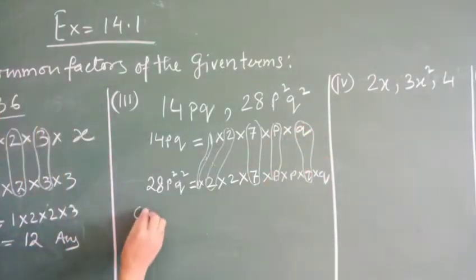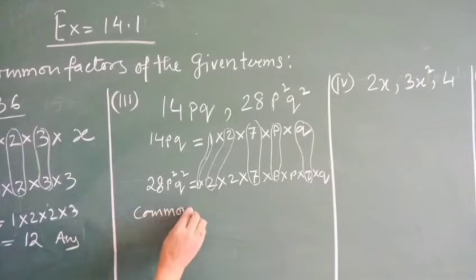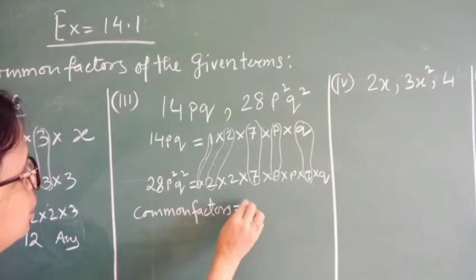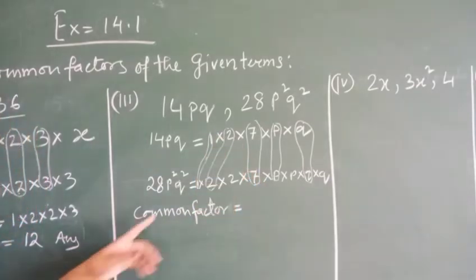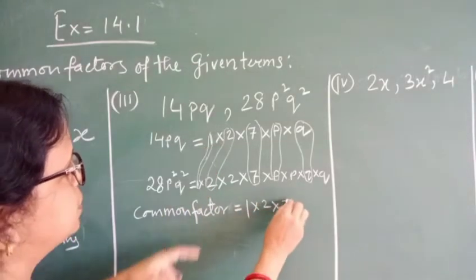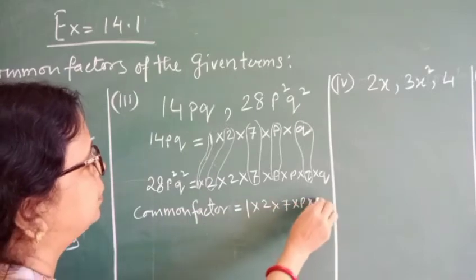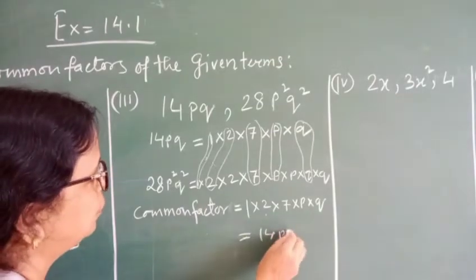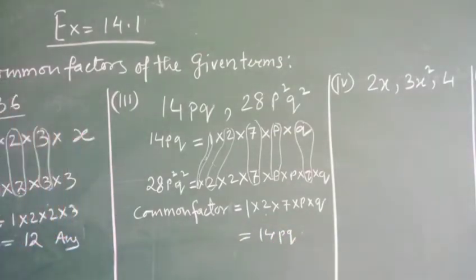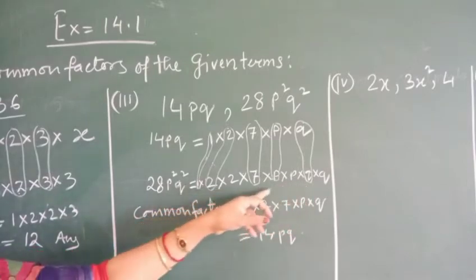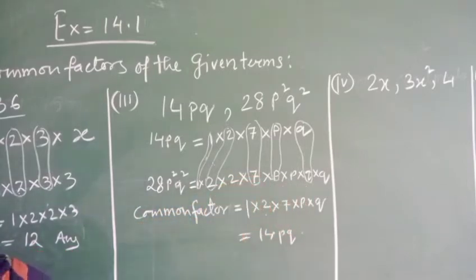So the common factors, what are the common factors of this? Now I can see that 1, 2, 7 pq. So 7 twos are 14, 14 pq. 14 pq will be the common factor because 14 pq is inside 28 p square q square. How can I find this out? Because when I expand them in prime factor form, then it is very clear.